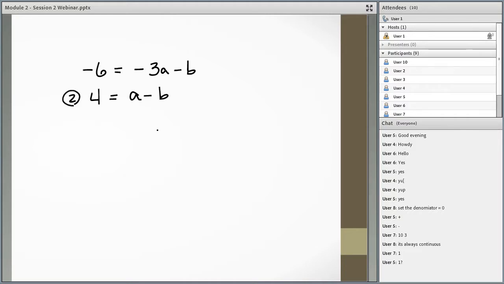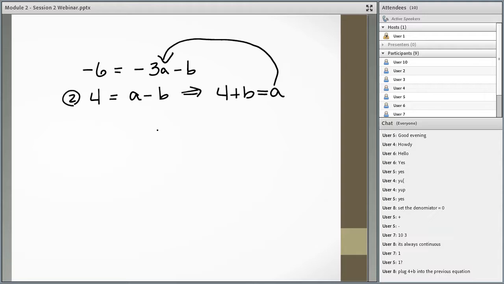So for me, looking at equation 2, if I were to add b over to the left, I would have 4 plus b equals a. So all I've done is solve equation 2 by moving over the b. What can I do with that? Good. I can plug a is 4 plus b into the other equation.